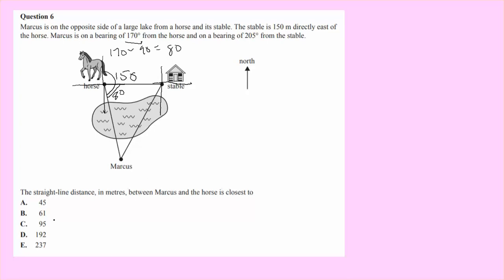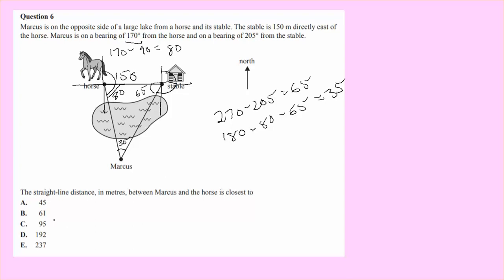205. So all the way around there is 205. So I'm going to do 270 minus 205 and get 65. So I've got 65 in there. I would like to find this one out as well. So I'm going to do 180 minus 80 minus 65, and that will give me 35. So I've got 35 in here.